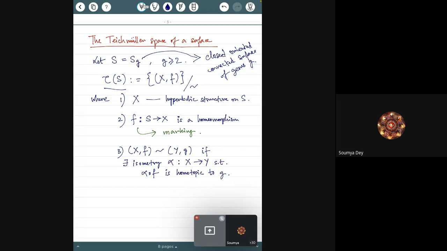Okay, but again we have an equivalence relation between all these pairs. What is that? We say that (X, f) is equivalent to the pair (Y, g) if there exists an isometry alpha from X to Y, right? All these X and Y are hyperbolic surfaces, so we can talk about isometry, okay? There is a metric such that alpha composed with f is homotopic to g.